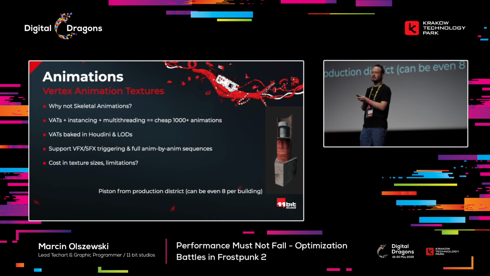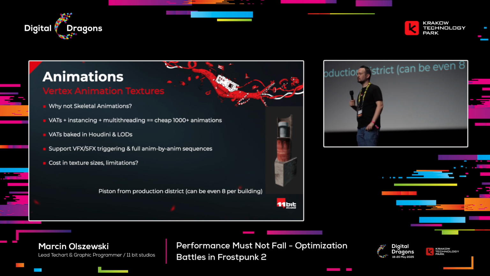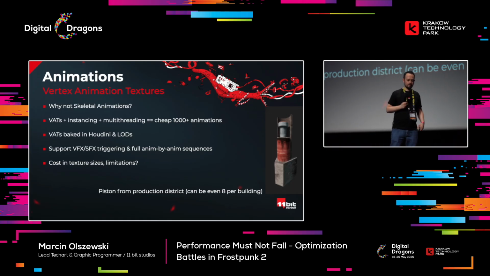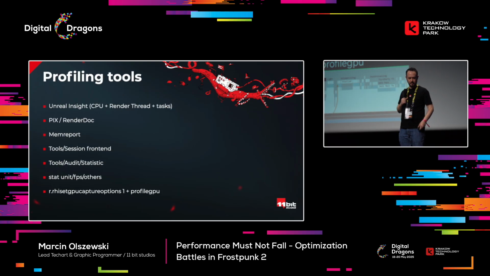And from our side it is 1,000 by 1,000 texture size. But here is an interesting thing: Houdini has quite a nice system for optimizing this texture. Even if you have 4,000 vertices, it can still produce a 1K texture. And this is a single piston from production, where we can have, for example, 8 in a single building. So you can easily count how much we can have of it.